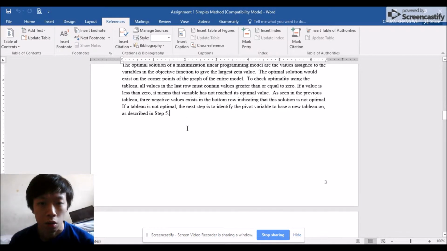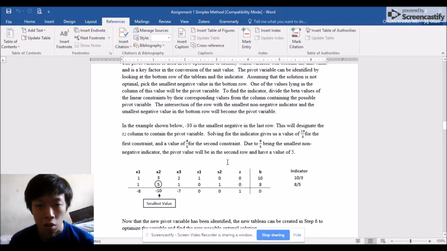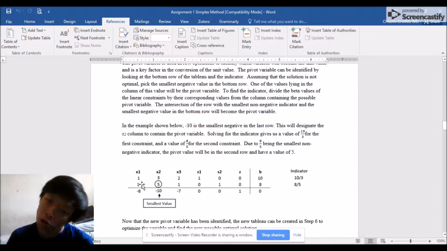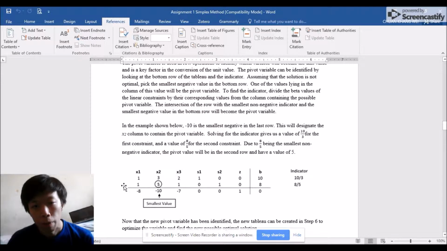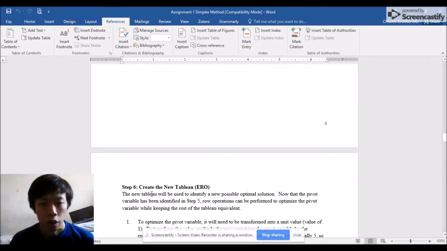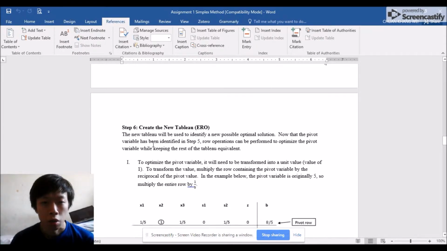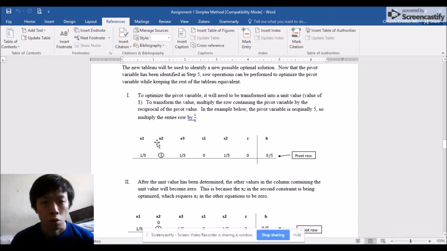After that, we need to determine the ratio. We need to conduct the ratio test to determine which row will be the pivot row. From this indicator, it shows that row 2 has the smallest value from the ratio test. So row 2 will be the pivot row and x2 will enter the variable. Next, we need to create a new table by using ERO.